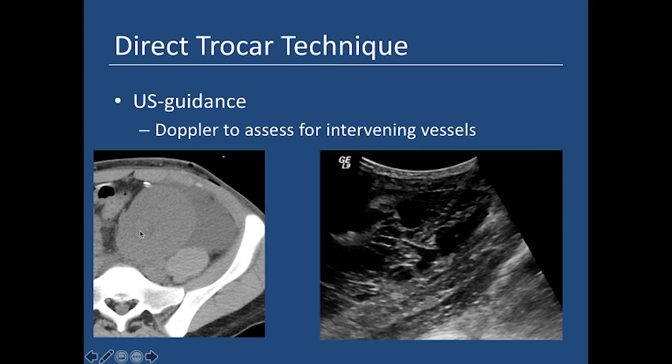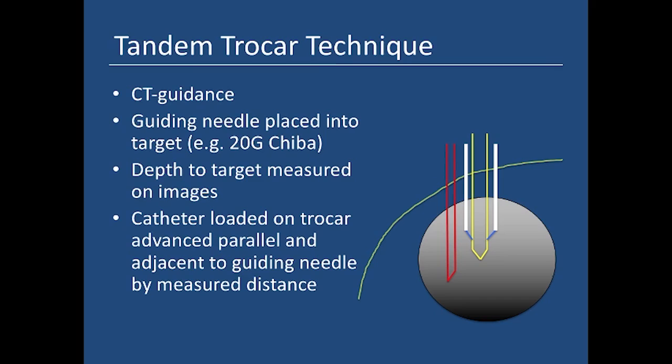In this example, in a patient who had a renal transplant, there is a perinephric collection, and under ultrasound guidance, a catheter is placed using direct trocar technique right into that perinephric collection, and Doppler imaging may be performed in these instances to look for intervening vessels, such as the inferior epigastric vessels. Tandem trocar technique can also be considered and is important, particularly for more deep-seated lesions and lesions in which CT guidance is being used for drainage procedure.